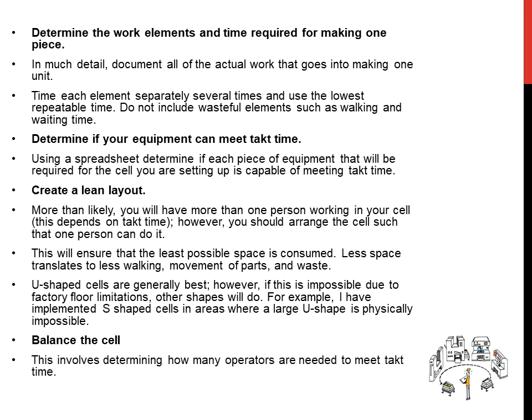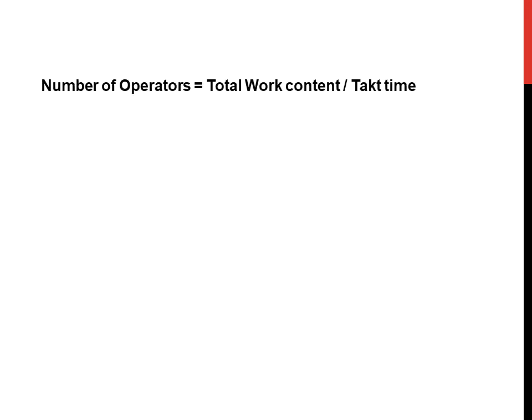Balance the cell. This involves determining how many operators are needed to meet takt time. Here is an example. Number of operators is equal to total work content over takt time. That is the formula for getting the number of operators. And here is an example. For instance, let's say we have total work content to be equal to 49 minutes.